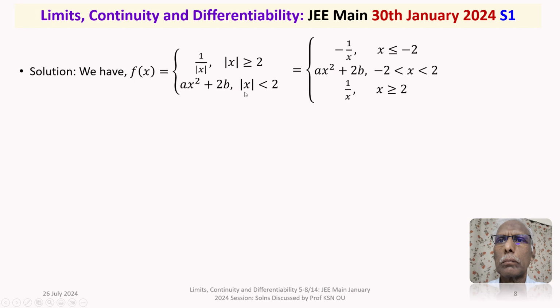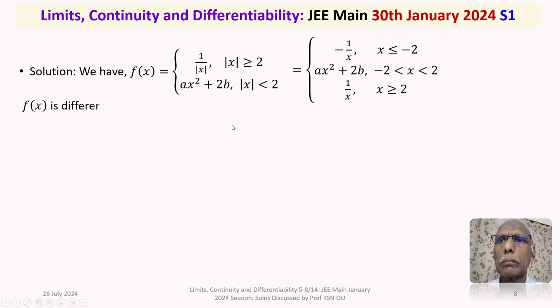In the interval mod x less than 2, that is in the interval minus 2 less than x less than 2, it is ax square plus 2b. When x greater than or equal to 2, 1 by mod x will be 1 by x only because it is positive. So, 1 by x, x greater than or equal to 2. Right.